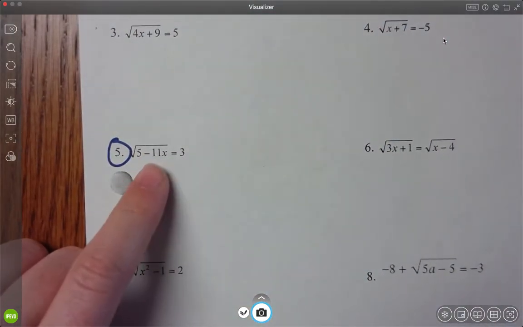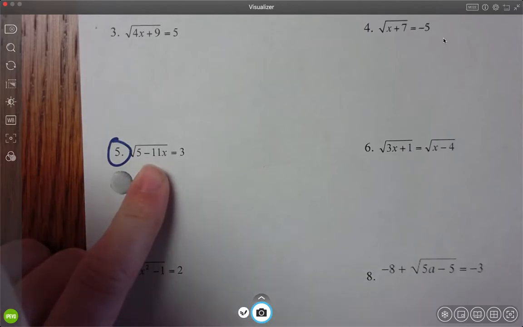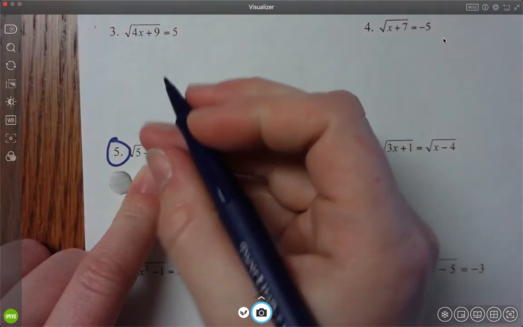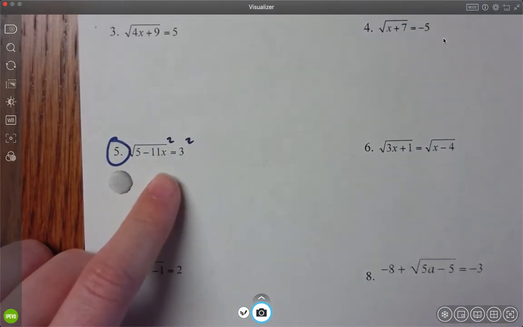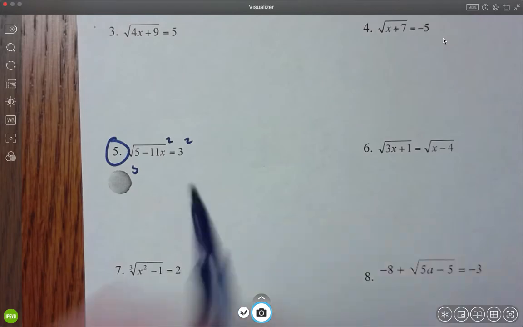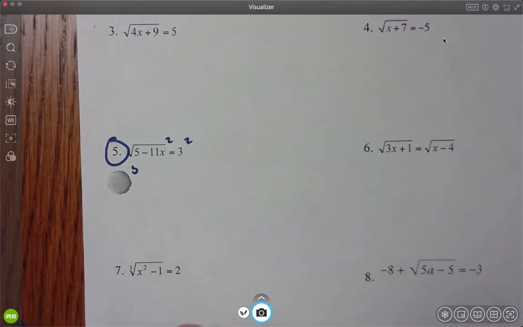Okay, number 5 is kind of the same way. We'll do another one of these. So this one, you would square both sides. Again, just like number 2. The 5x. Oh no, wait. You can't see it. Shoot.